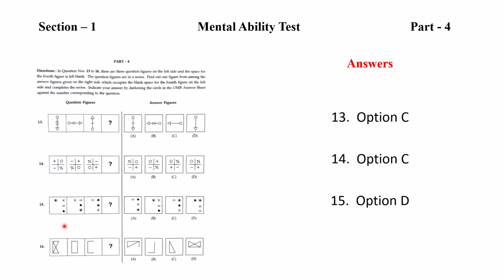Now, coming to question number 16, this is a little bit tricky question. Here you can see there are 5 lines present in this figure. Now, in the second figure, there are only 4 lines. In the third figure, there are only 3 lines. And in the fourth figure, there should be only 2 lines. And option B shows the right figure. Therefore, for question number 16, option B is the right answer.